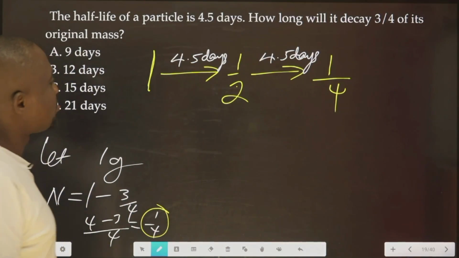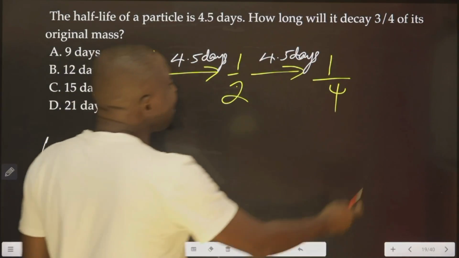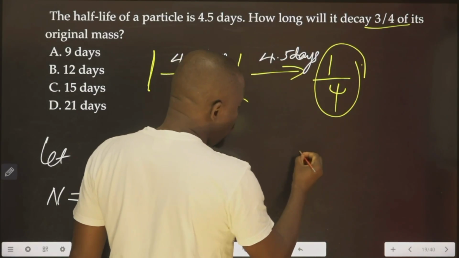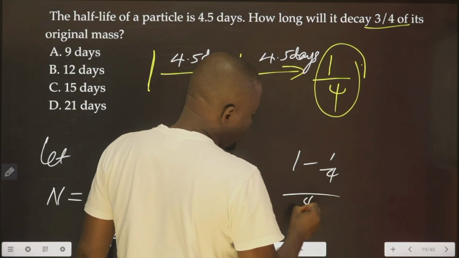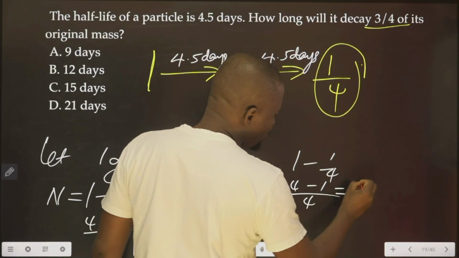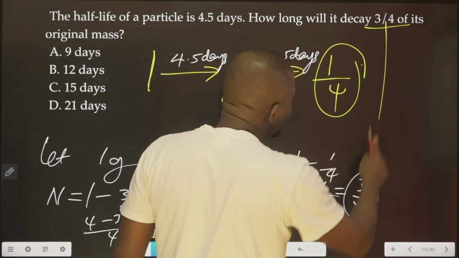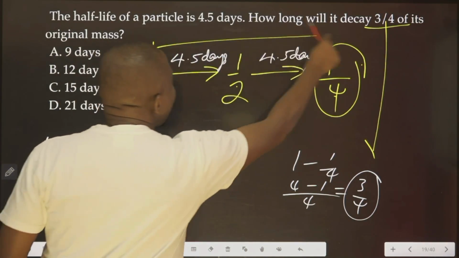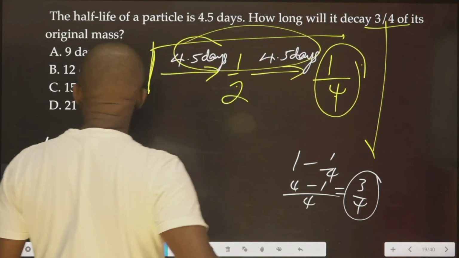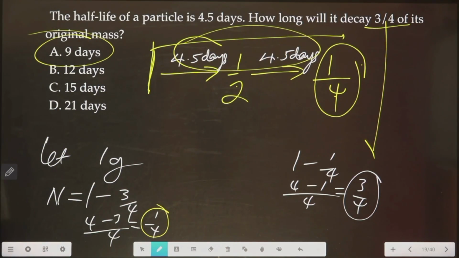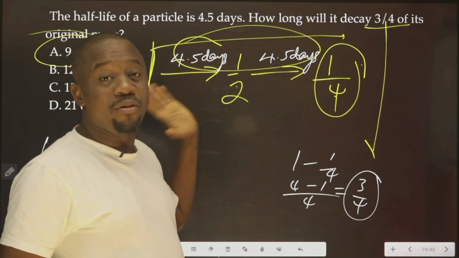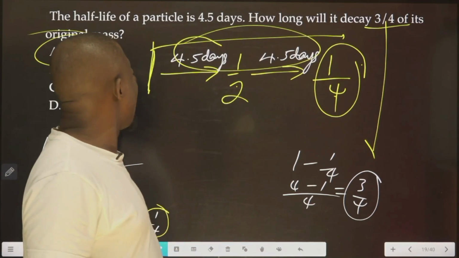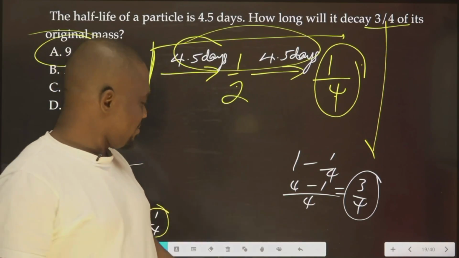What is the total? Because you agree with me that if this is what is remaining, it means that this is what is gone. That is 1 minus 1 over 4, which is 3 over 4. This is what is gone. So if you add from here to here, it is 9 days. A is the answer. Don't know if you understand me. To get here, 4.5 days. To get here, 4.5 days again. Then you add the two together to get the total. 9 days.